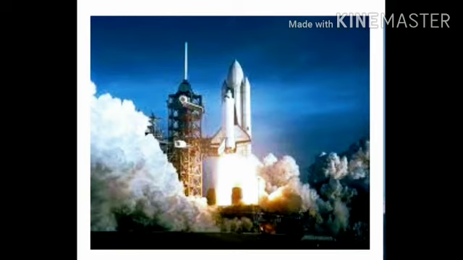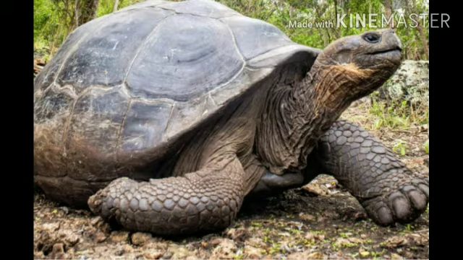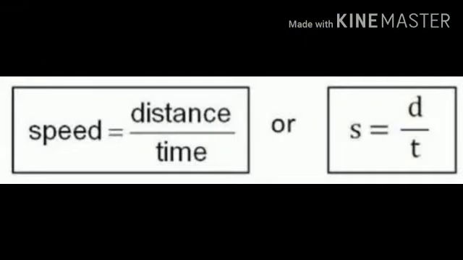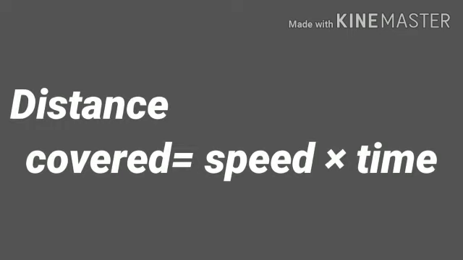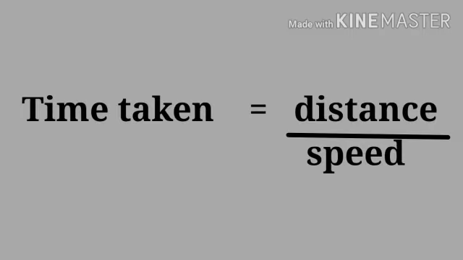Rockets launching satellites into Earth's orbit often attain speeds up to 8 km per second. On the other hand, a tortoise can move only with a speed of about 8 cm per second. Once you know the speed of an object, you can find the distance moved by it in a given time. All you have to do is to multiply the speed by time. Thus, distance covered is equal to speed into time. You can also find the time an object would take to cover a distance while moving with a given speed. Time taken by the object is equal to distance divided by speed.